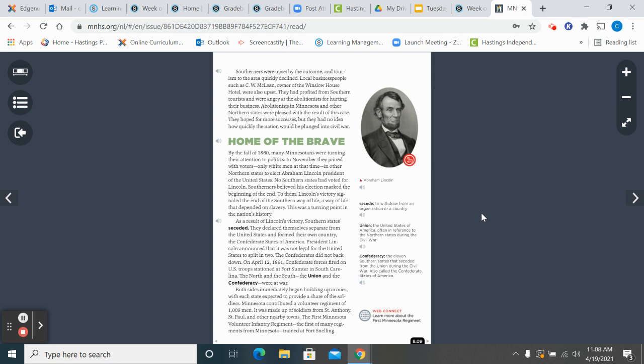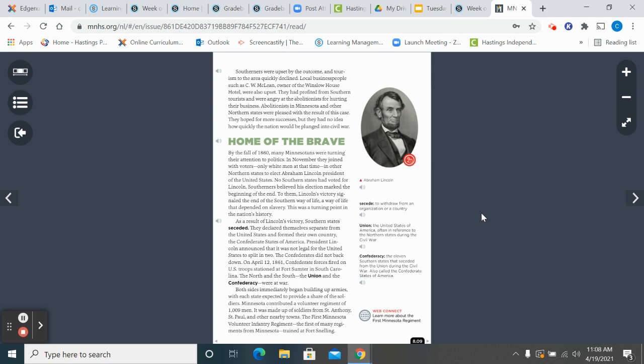On April 12th of 1861, Confederate forces fired on U.S. troops stationed at Fort Sumter in South Carolina. The North and the South, or the Union and the Confederacy, were now at war. Both sides immediately began building up armies, with each state expected to provide a share of the soldiers.